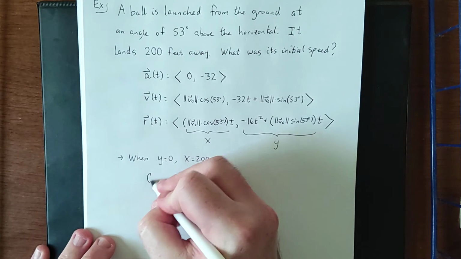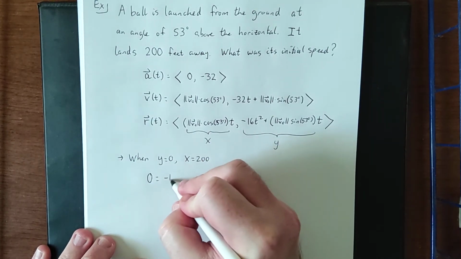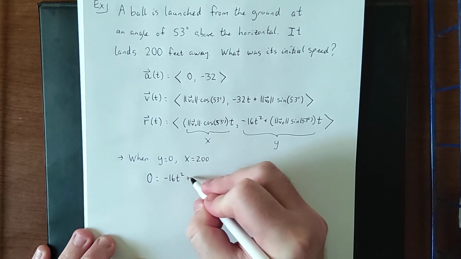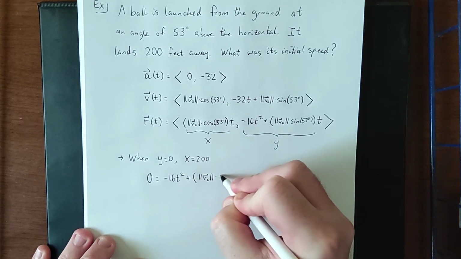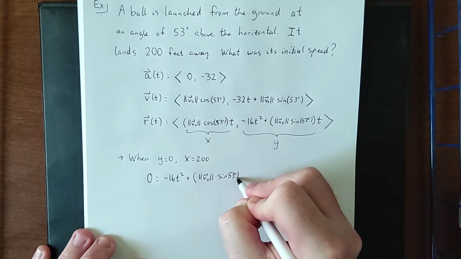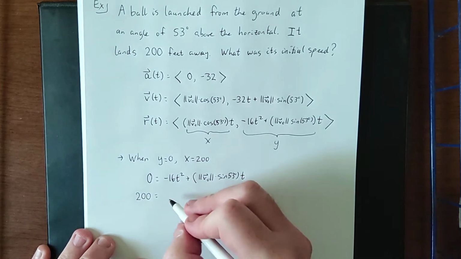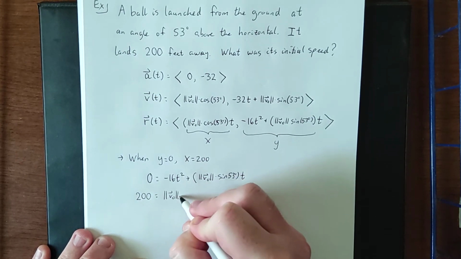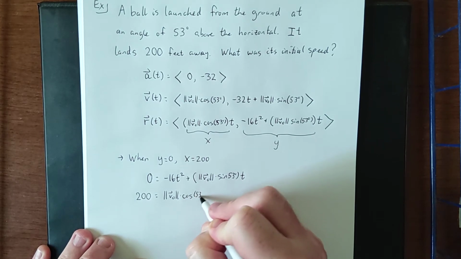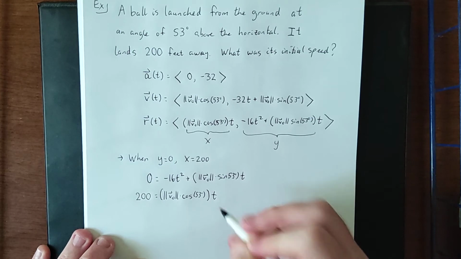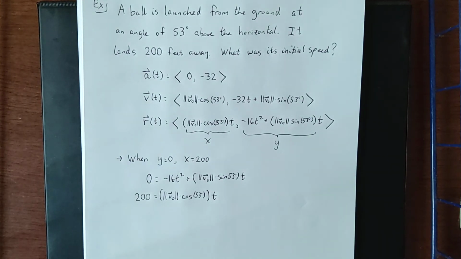So setting y equal to 0, we're going to get 0 is equal to negative 16t squared plus initial speed times the sine of 53 degrees times t, and for the horizontal component, 200 is equal to initial speed times the cosine of 53 degrees times t. Now you do have two options here. We do need to eliminate the t variable so that we can solve for the v0, or initial speed, variable. So in one of these two equations, you're going to have to solve for t.